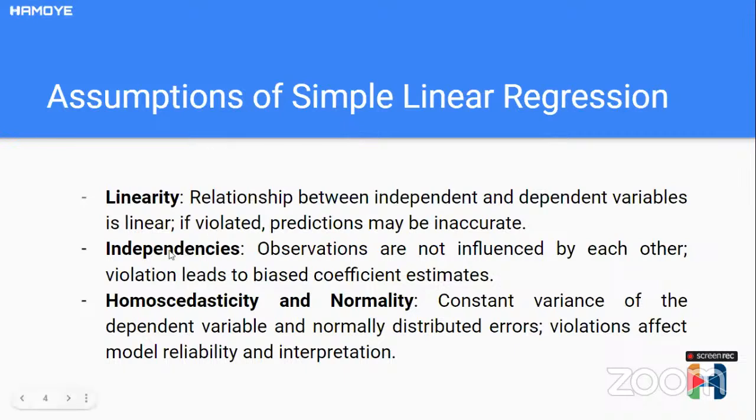Then another assumption of simple linear regression is independence. What this is trying to represent is that in the case of a simple linear regression, right, the features are not dependent on each other. Like the features, they don't depend on each other. They don't influence each other, right?